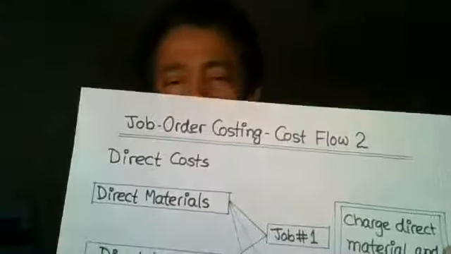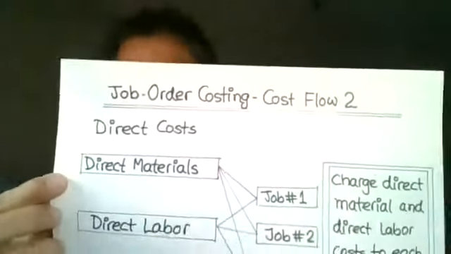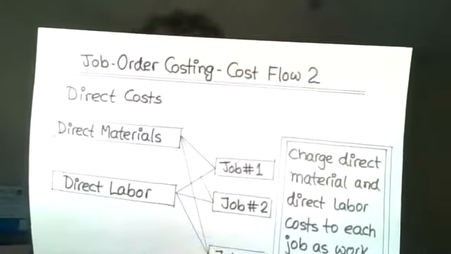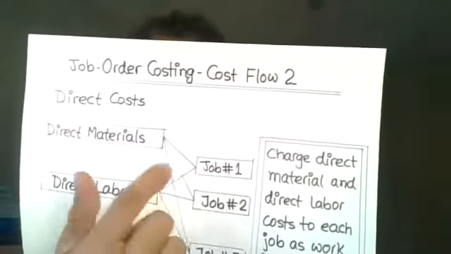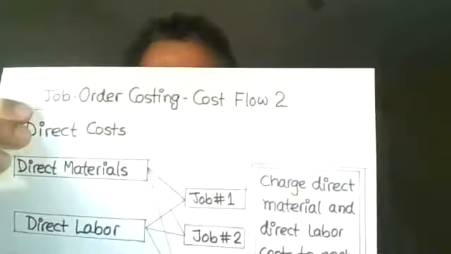You can see we have materials, direct material, and you can see direct material cost goes to jobs 1, 2, and 3. Material goes to all the jobs, and labor goes to all the jobs too. So after material and labor, what's left? We're left with overhead. So let's see how we apply overhead.